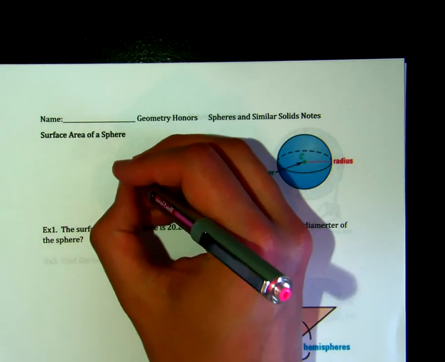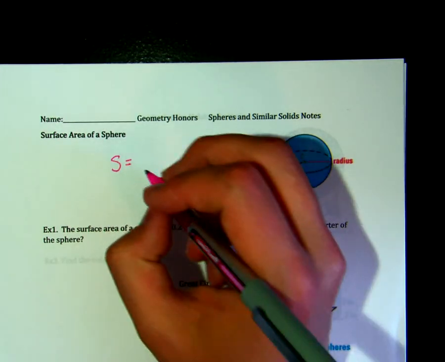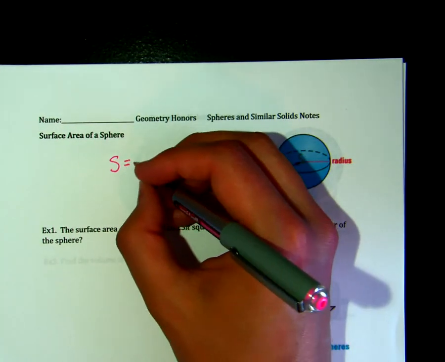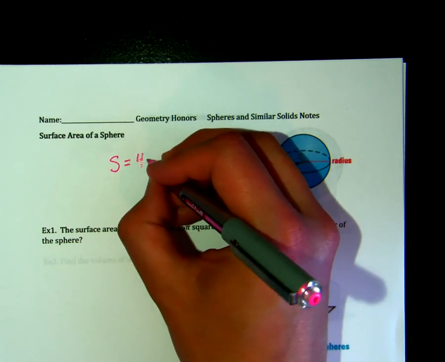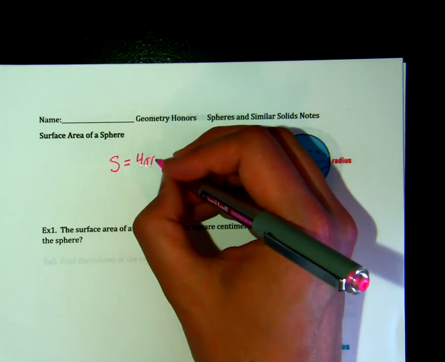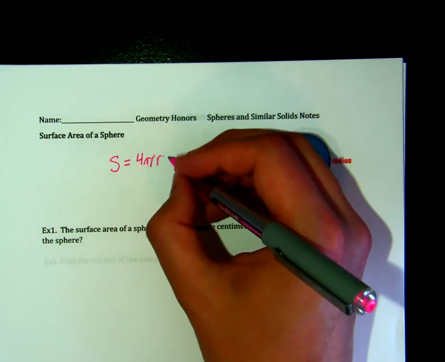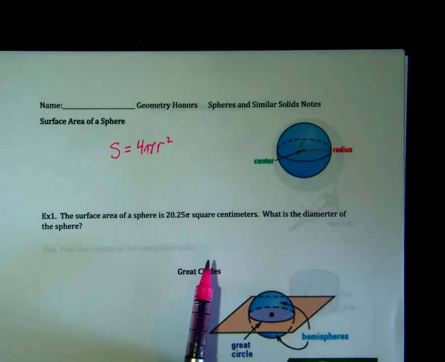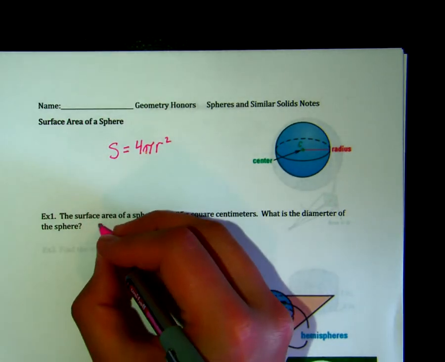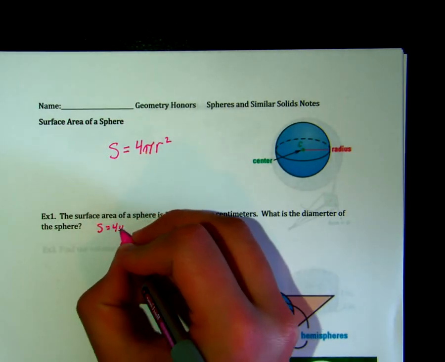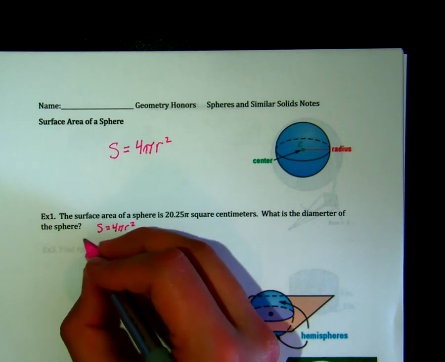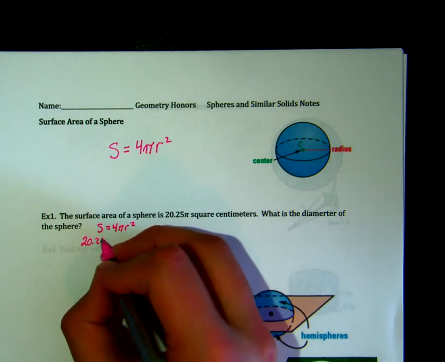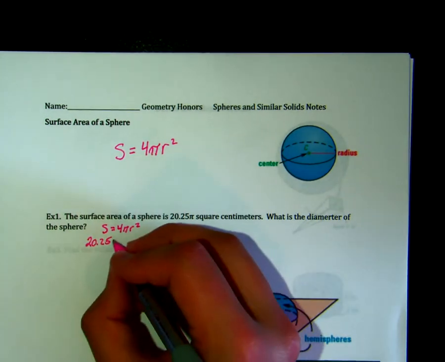So the surface area of a sphere actually comes out, interestingly, to exactly 4 times the area of a circle with the same radius. So the surface area is just 4 pi r squared. So if you're given a surface area and you want to find the diameter, you can set up an equation. The surface area is 4 pi r squared. They're giving me a surface area of 20¼ pi.